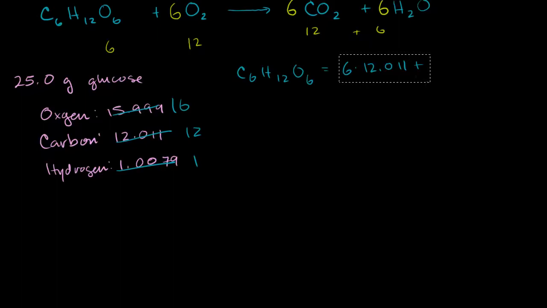Let me clear this. So the atomic weight of glucose is 6 times the atomic weight of carbon, 6 times 12, plus 12 times the atomic weight of hydrogen, 12 times 1, plus 6 times the atomic weight of oxygen, 6 times 16. So this is equal to 72 plus 12 plus 6 times 16, which is 60 plus 36, it's 96.